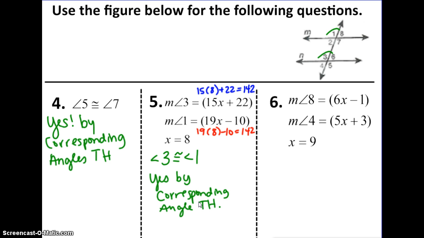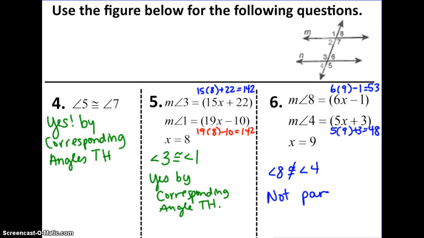Okay, so if for some reason you didn't pause and try 4 and 5, I want you to pause here and do 6. It's very similar to number 5. So go ahead and pause and try number 6. Alright, so we need to plug in 9 for x, so 6 times 9 minus 1 gives me 53. And then 5 times 9 plus 3 gives me 48. Since angle 8 is not congruent to angle 4, we can't say these are parallel.